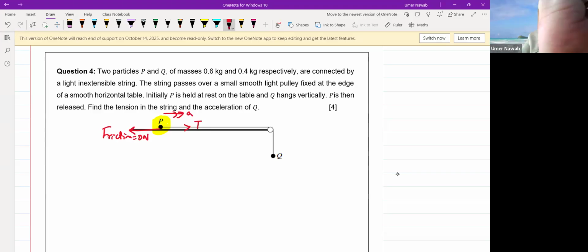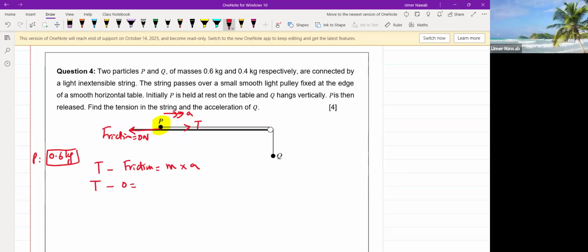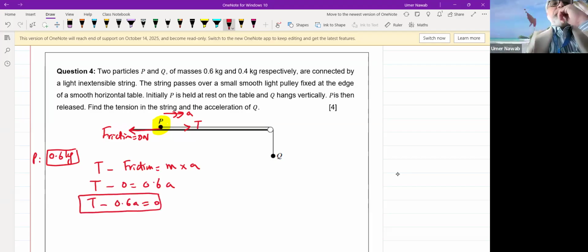Clear? And now I'm going to write Newton's second law for 0.6. I'm talking about the particle P. So tension minus friction is equal to mass times A. Tension, I don't know. Friction is 0. Mass is 0.6A. So tension minus 0.6A is equal to 0. This is the first equation I got.